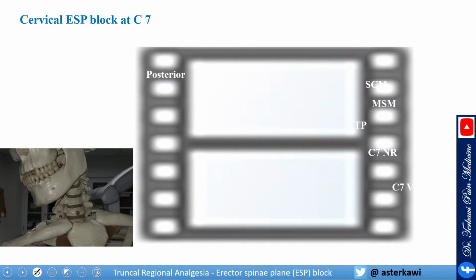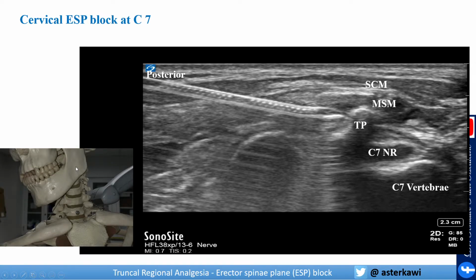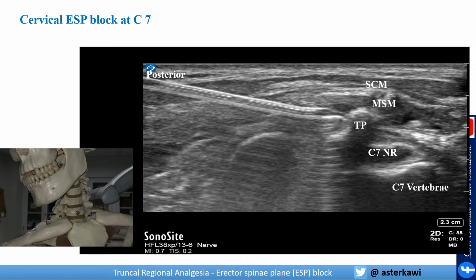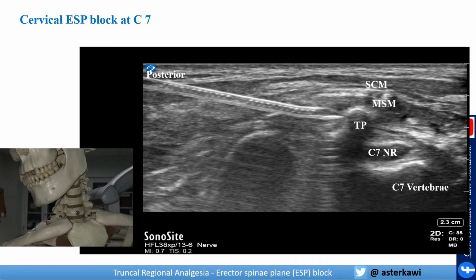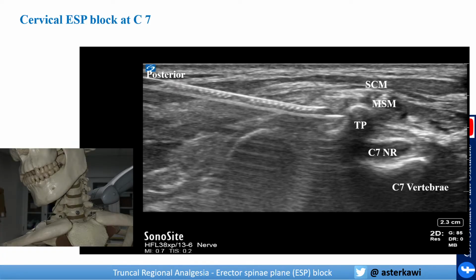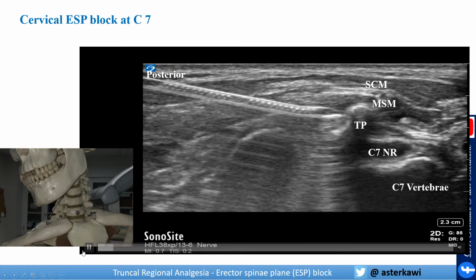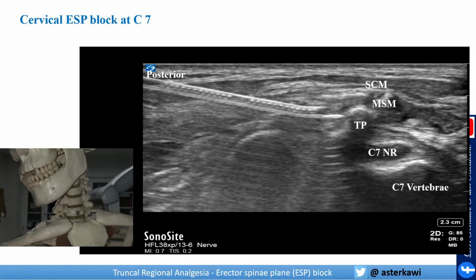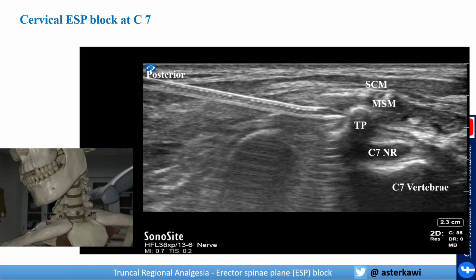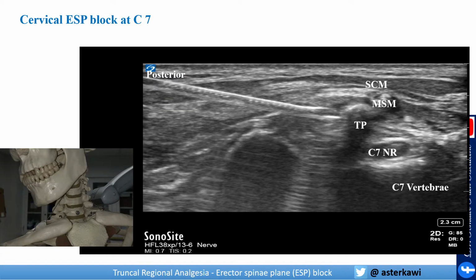Now, here is a short clip. So as you see, this is the needle touching the TP laterally, injecting the medication, and the medication, as you can tell, is spreading anteriorly also, and it is going underneath the middle scalene and reaching the anterior compartment, so it's reaching the brachial plexus, and some of the medication I also see going back to cover the dorsal root.